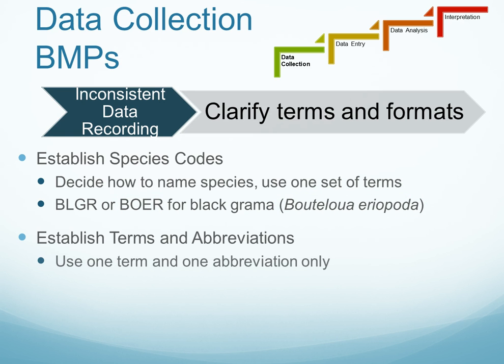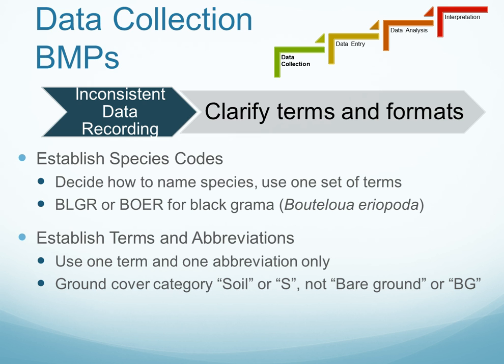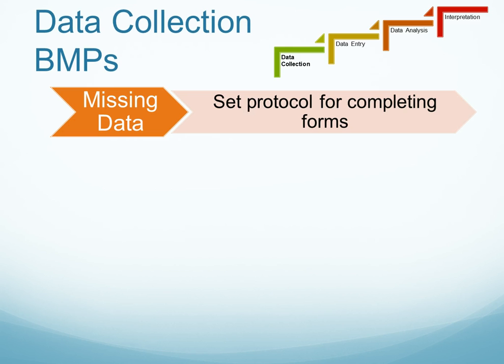We also need to establish the terms and the abbreviations to be used so that we can be consistent. We want to use only one term and only one abbreviation. For example, when we're collecting ground cover data, some people call it soil and other people call it bare ground. We would want to establish that we could use an S for soil or a BG for bare ground, but we'd have to determine which term we're going to use and make sure that all observers consistently use only one term. Now, how do we deal with missing data?